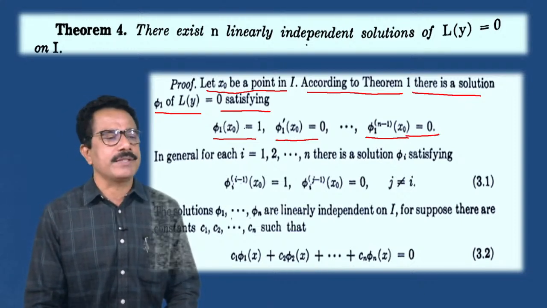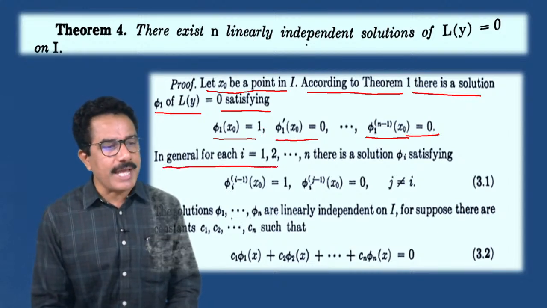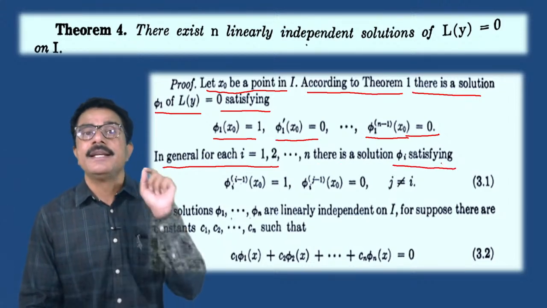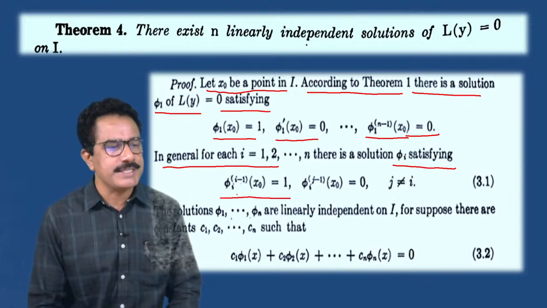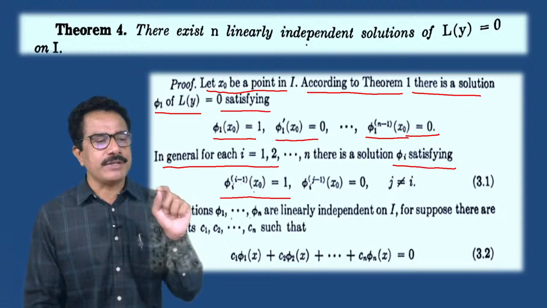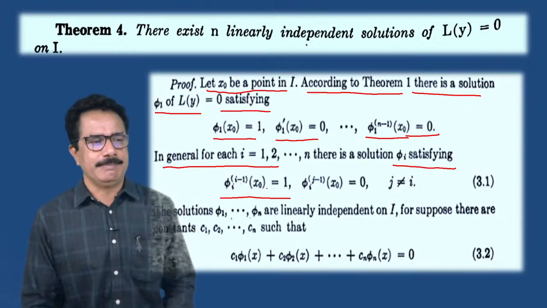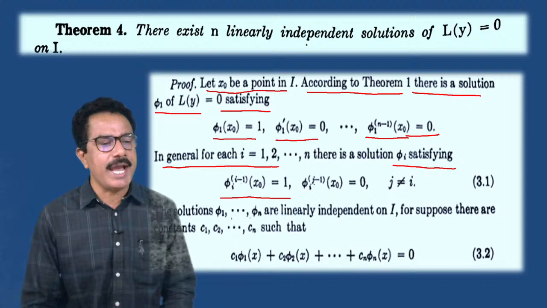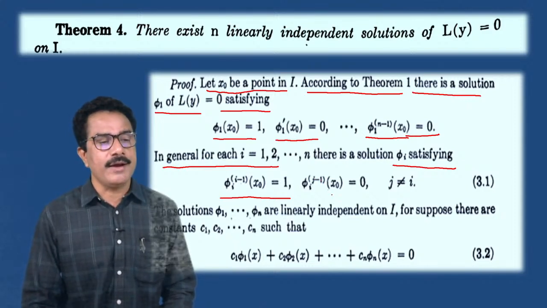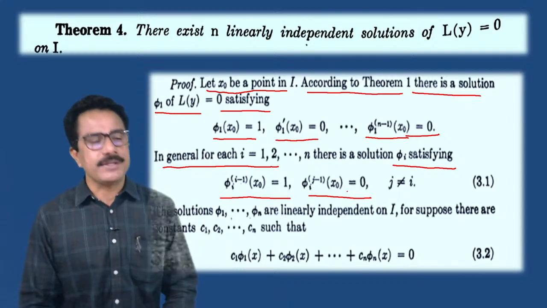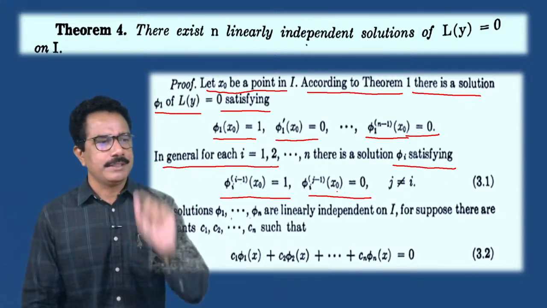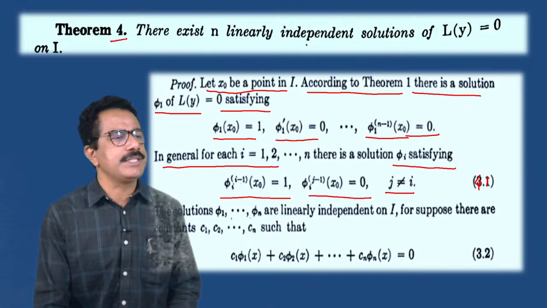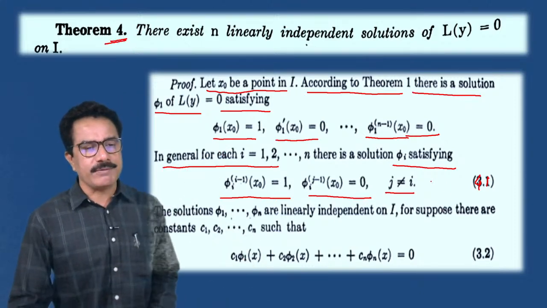Means only one: phi 1 of x naught equals 1. In general, for i equals 1, 2, 3, dot dot dot, there is a solution phi i which satisfies phi i raised to i minus 1 of x naught equals 1. This is a very important condition. And for the remaining, phi i raised to j minus 1 of x naught, all are zeros. Only that one is 1. Suppose this is equation number 4.1. Since this is theorem number 4, we call this equation 4.1.